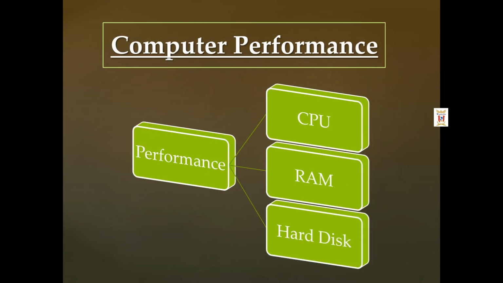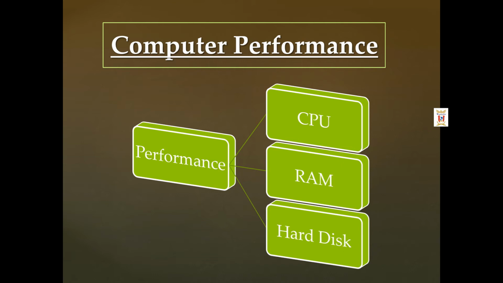The next type of computers are based on their performance. So the first thing which affects the overall performance of the computer is CPU speed. The CPU speed, which is CPU clock speed, is measured in hertz. It is also called the clock rate.